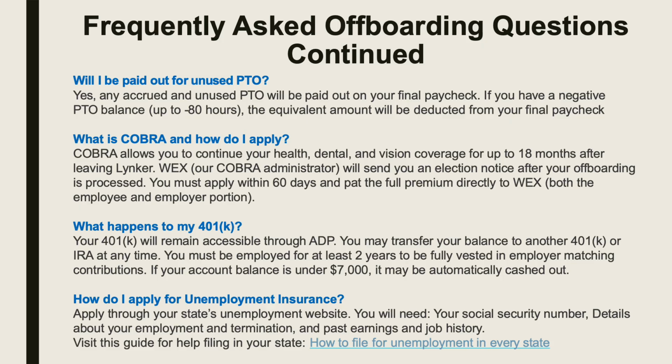How do I apply for unemployment insurance? Apply through your state's unemployment website. You will need your social security number, details about your employment and termination, and past earnings and job history. Visit this guide for help filling out your state unemployment.